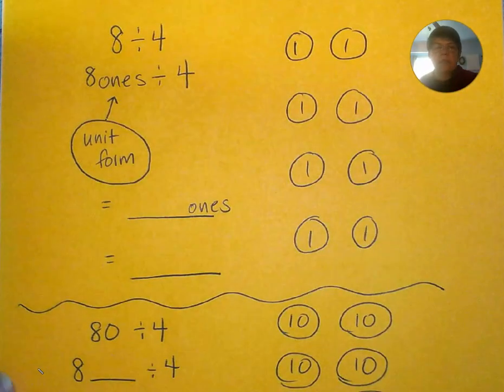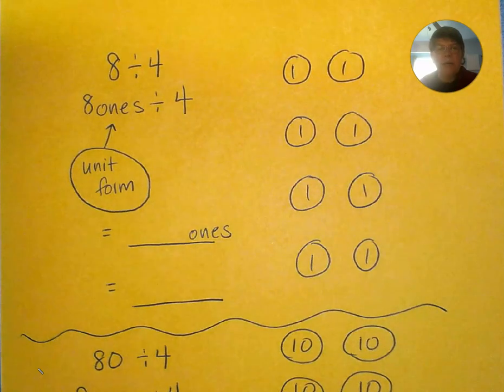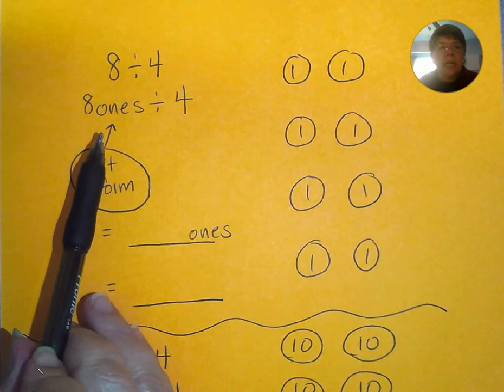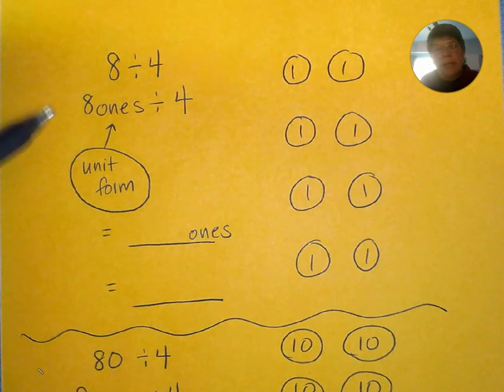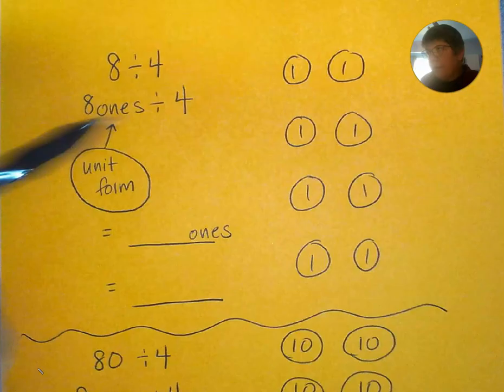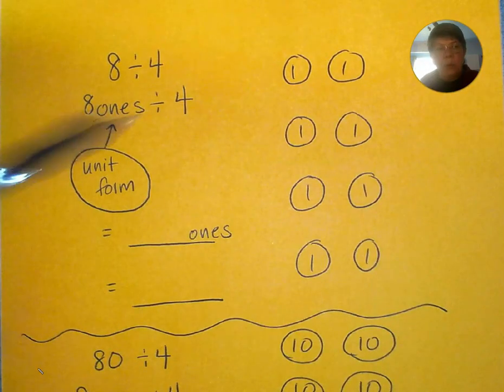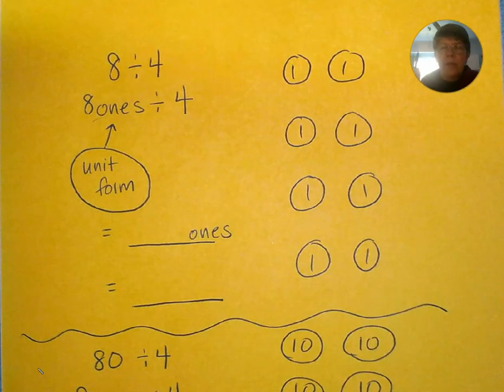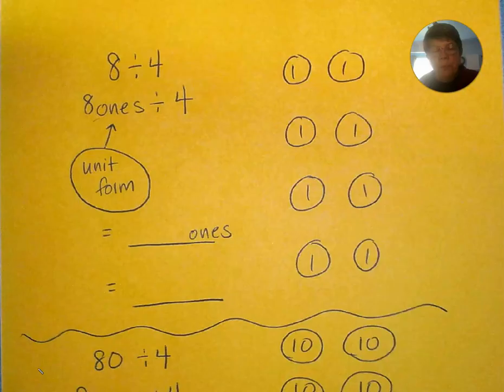And here you can see we have 8 divided by 4. Now we're going to be using unit form on our first number, the one that's being divided. We're going to write the number in standard form, and then the place value. So this is 8 ones. This is called unit form when you write it like that. The amount and the place value, okay, divided by 4.